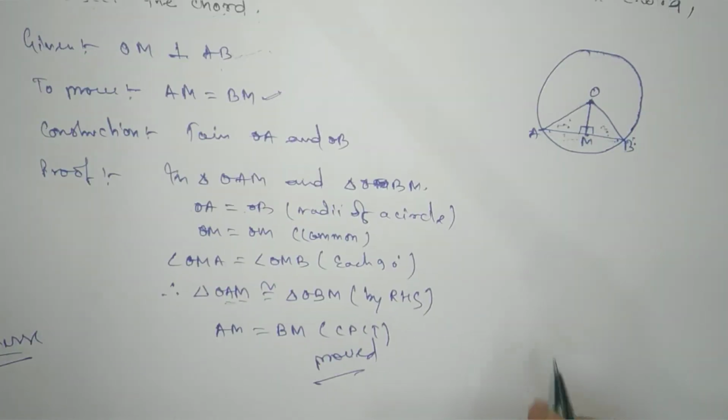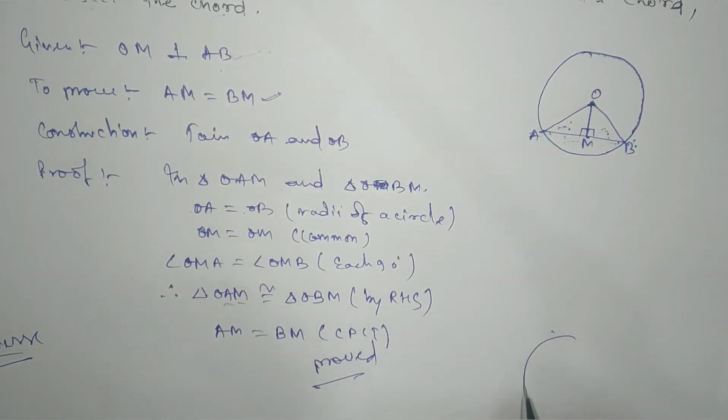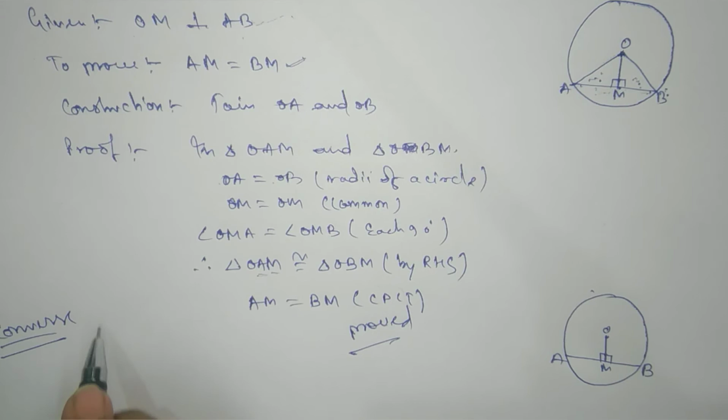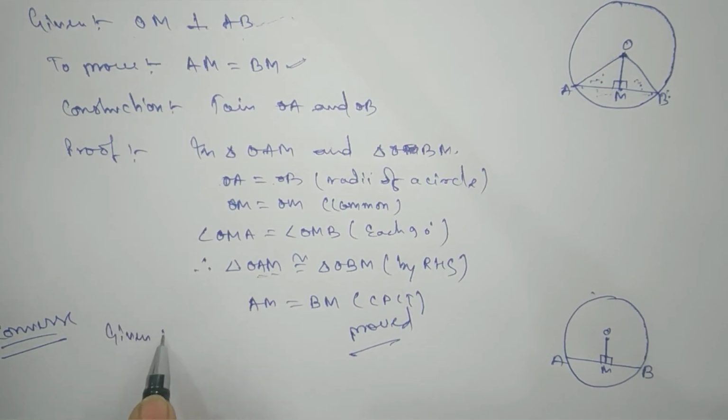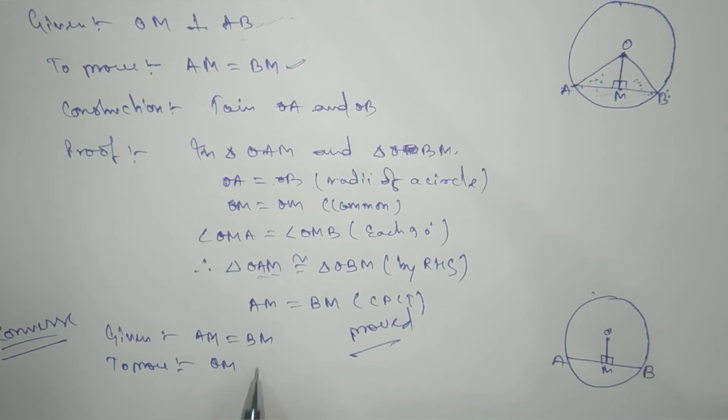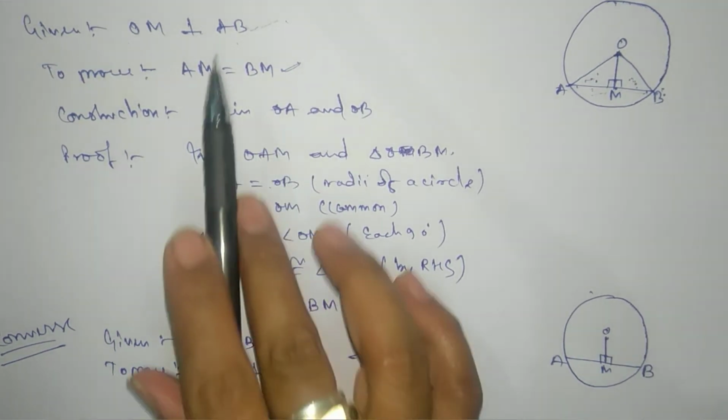So here we're going to draw the same diagram. There will be no changes in the diagram. But this time, we have the 90 degree mark only in the earlier case, because height is always at 90 degrees. So given: AM equals BM. This one has been given. We need to prove that OM is perpendicular to AB. That one we need to prove.